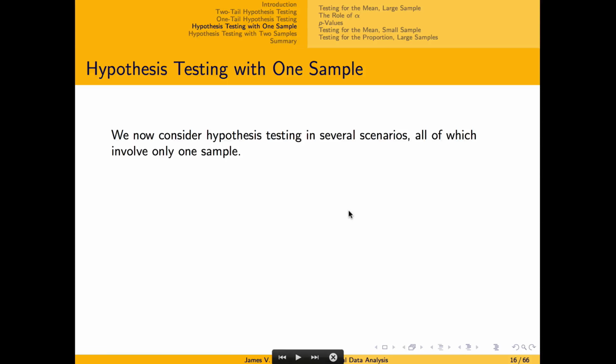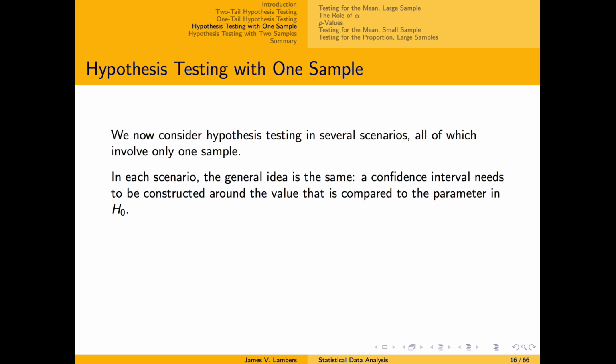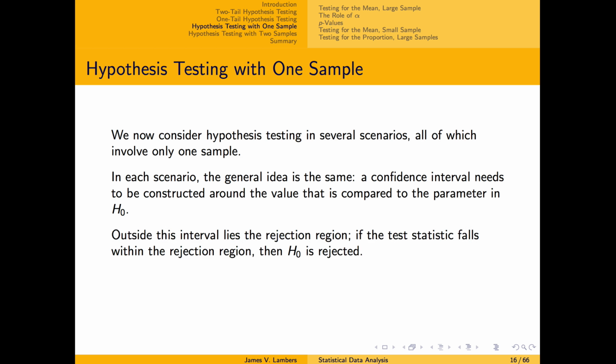Now we discuss hypothesis testing involving a single sample. We will examine a number of scenarios, but they have much in common. The general idea is to construct a confidence interval that is centered at the value featured in the null hypothesis, which we have been calling mu0 when testing the mean. If the appropriate test statistic falls into the rejection region that is outside this confidence interval, then we reject h0.